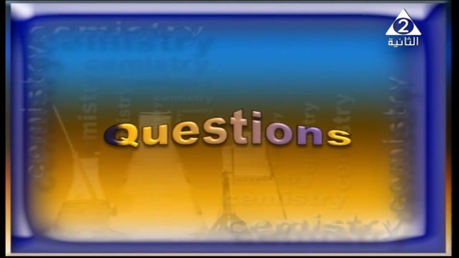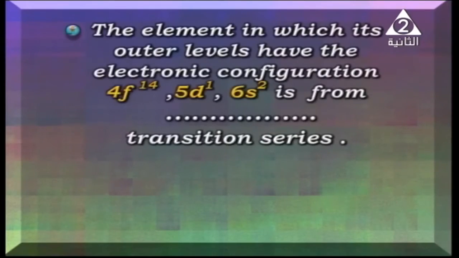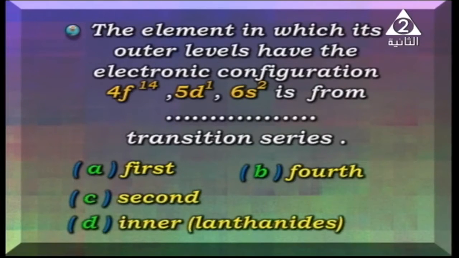Now, my dear students, we are going to discuss some questions on the first episode. Choose the correct answer. The element in which the outer levels have the electronic configuration 4f14, 5d1, 6s2 is from what kind of transition series? If you think about the answer among these choices, first or fourth or second or inner, yes, it will be inner transition series, which is from the lanthanide series.